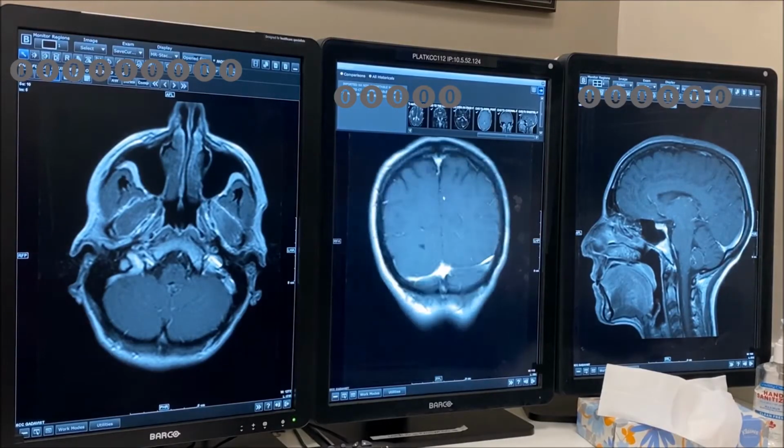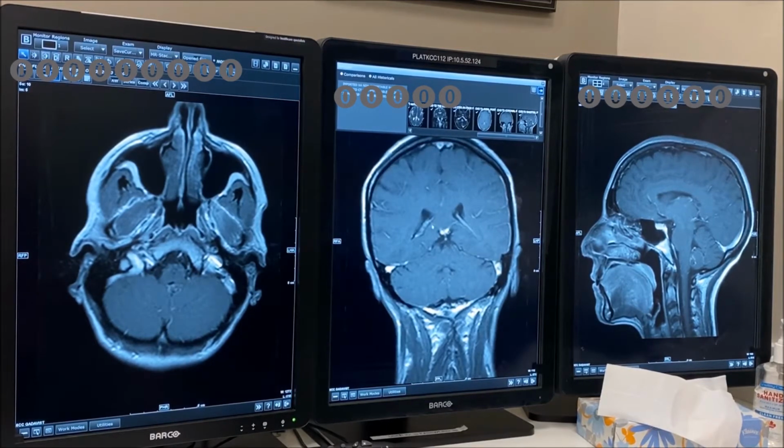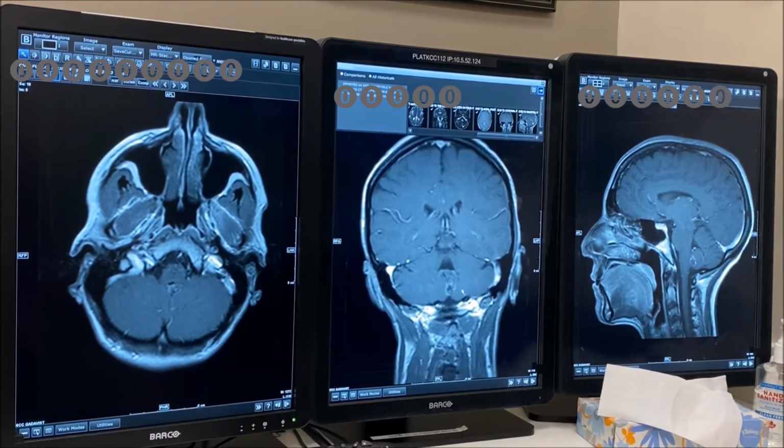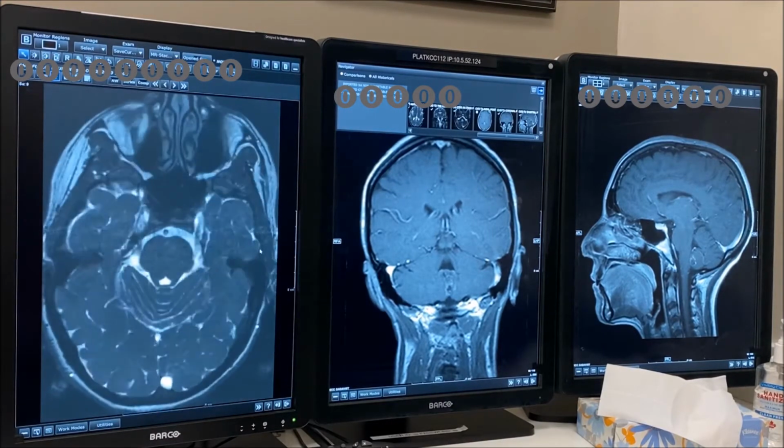Ascending on the left-hand side. Slightly to the left, right? Slightly to the right. It seems to be peripherally enhancing, but incompletely enhancing. There's no significant mass effect. It doesn't appear as though the fourth ventricle or the lateral ventricles are dilated. And I could tell you there was no edema.